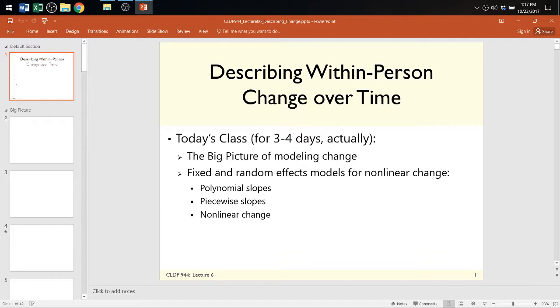Then we have the U's, right? U is how far off yours is from everyone else's. How far off are you, U0 for the intercept? How far off are you, U1 for the slope? How far off are you, U2 for the quadratic slope? Each of those has the same idea. Red, fixed, what happens on average? Blue, random, how far off are you?